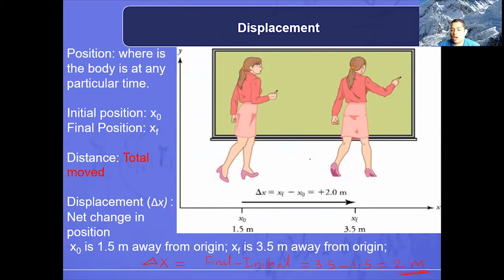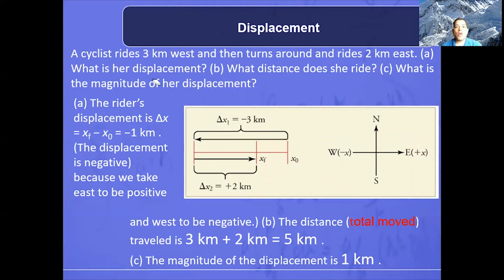All right, so let's do one problem. Suppose a cyclist rides 3 kilometers west and then turns around and rides 2 kilometers east. Then what is her displacement? So let's find the displacement of the cyclist. She goes 3 kilometers west. Let's consider right to be positive, which is east in our case, and left to be negative. She's going west, meaning she's going negative. So how much? 3 kilometers. That's why before she turns around, her displacement is -3 kilometers, right?